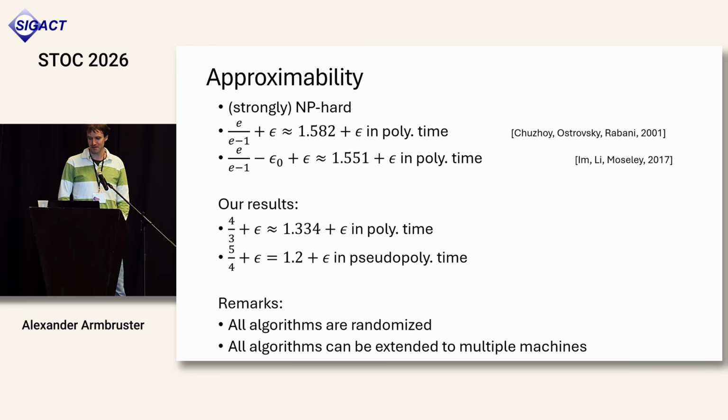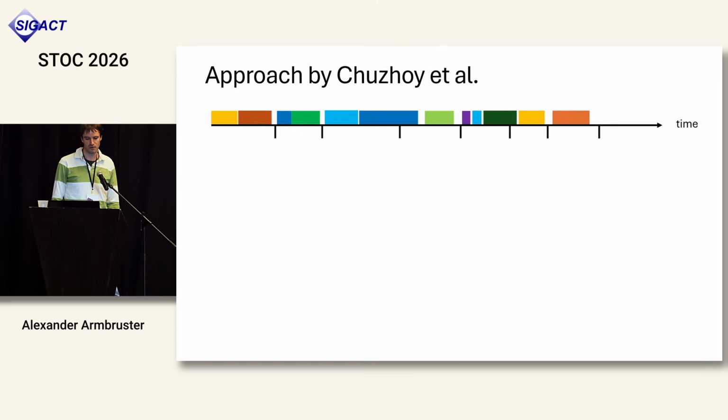So in the remaining time, I want to give you an idea of what our algorithm is and how our analysis works. But before we come to that, I will give you an overview of the approach from Chuzhoy et al. And the idea there is as follows. So first, they compute a block decomposition. And with that, I mean that you look at the time interval and you partition it into intervals, which are called blocks, which might look something like this, indicated by these black bars.